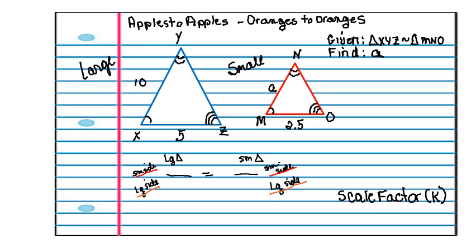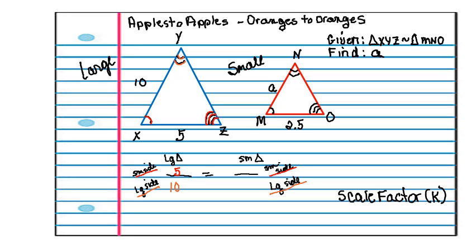My large triangle here, my small side is a 5. It is in between the angles that has a 1 tick mark and then a 3 tick mark. And then my larger side is 10, which is between the 1 tick mark and the 2 tick marks.